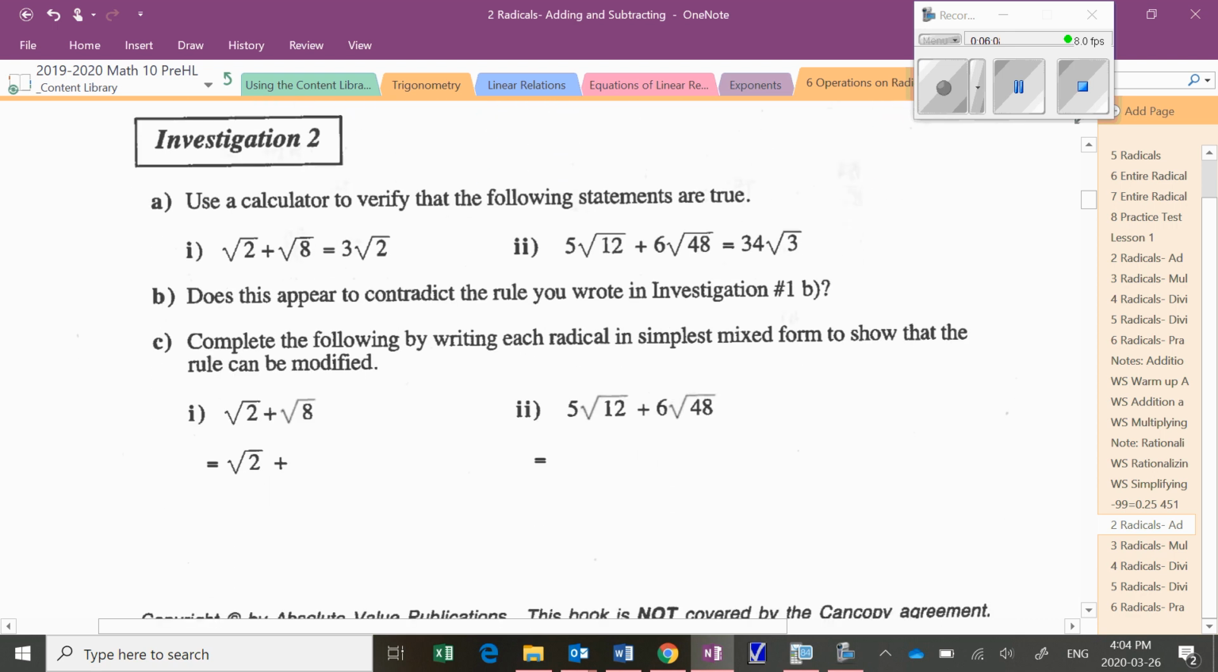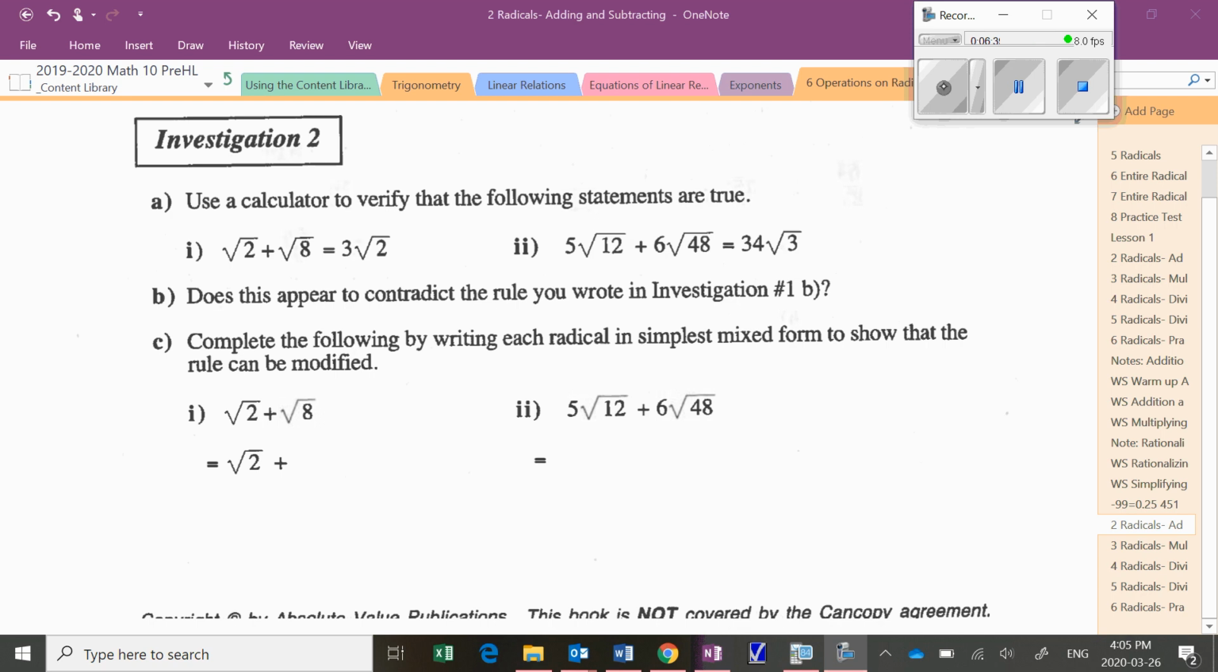Okay, take a look at investigation number 2. So it says use a calculator to verify that the following statements are true. So similar to what we did earlier, enter in the left side and find out what your decimal approximation is, and then enter in the right side and see that decimal approximation and just verify that they are in fact true. And so just hit pause for a moment and check that out for yourself.